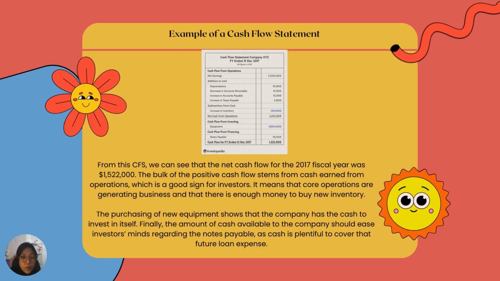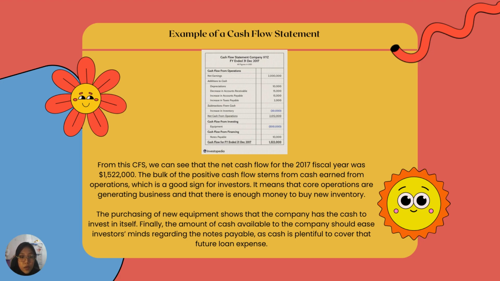From this CFS, we can see that the net cash flow for the 2017 fiscal year was $1,522,000. The bulk of the positive cash flow stems from cash earned from operations, which is a good sign for investors because it means that core operations are generating business and that there is enough to buy new inventory.